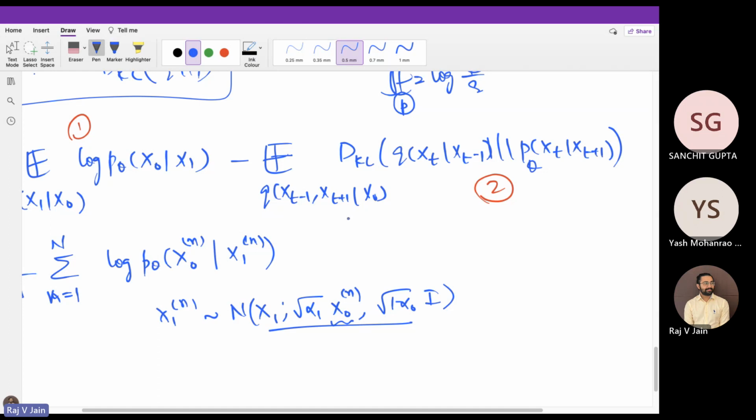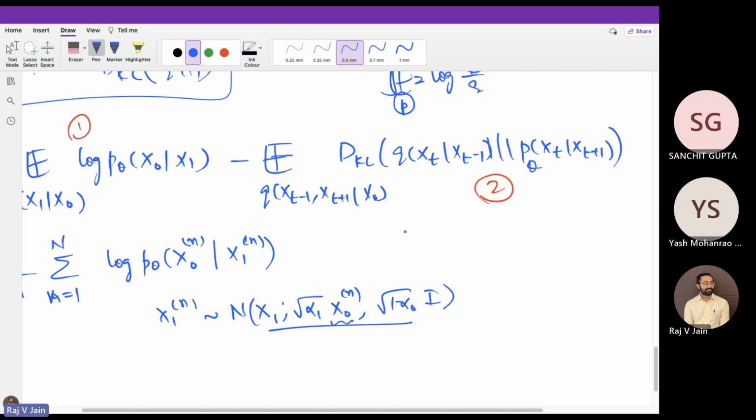Use those samples, compute the DKL. How do you compute the DKL? Expectation of, like that formula. The DKL formula. So q is now basically we can compute in closed form, I think, for this. Why? Because both are Gaussians, probably.